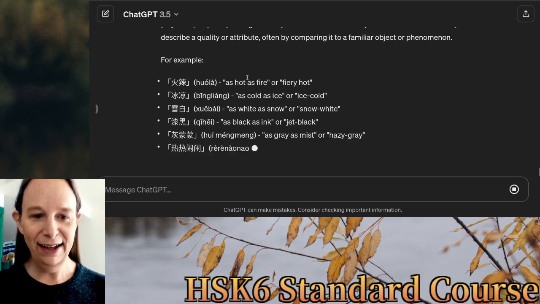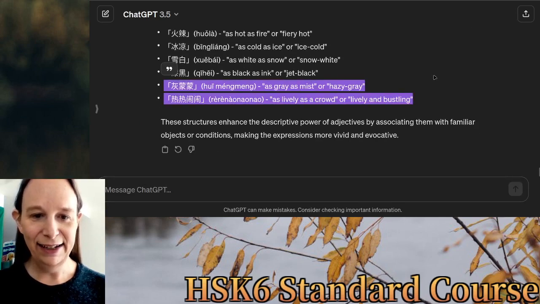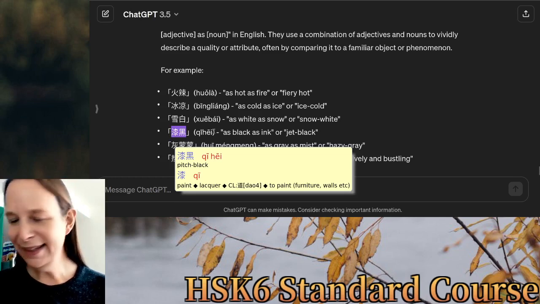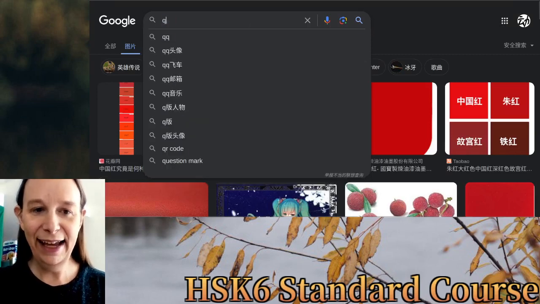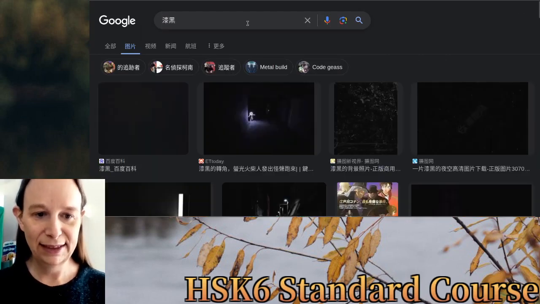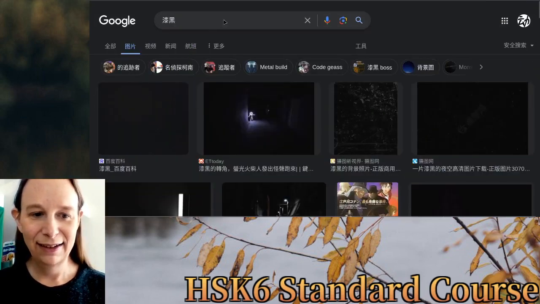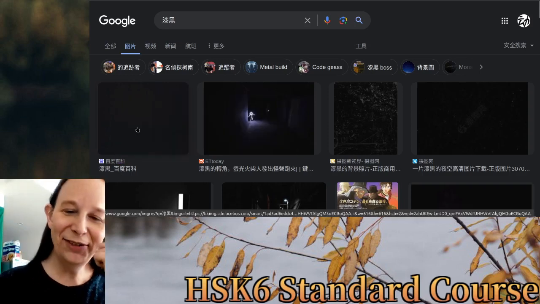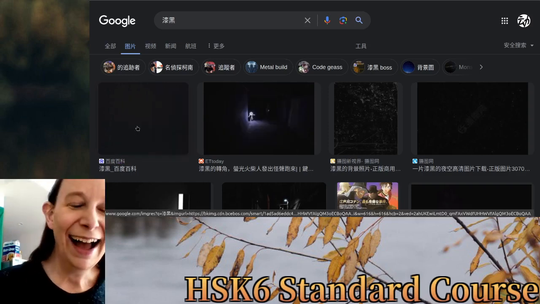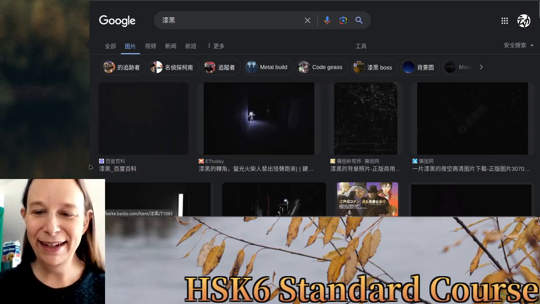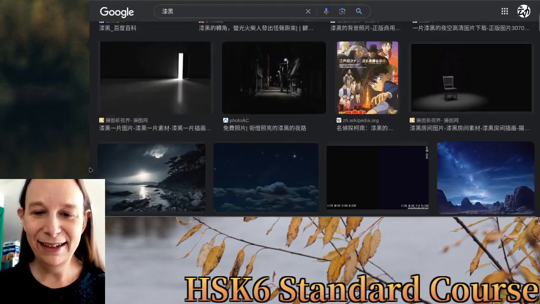As hot as fire. As cold as ice. These are kind of different. Qi hei, oh yeah. So qi is paint, right? And this, I guess it's referring to ink here. Qi hei is another one. Wu hei, qi hei, are they the same? Oh, okay. Qi hei. Did they literally just put a fully black image on the Baidu Wikipedia, Baidu encyclopedia?